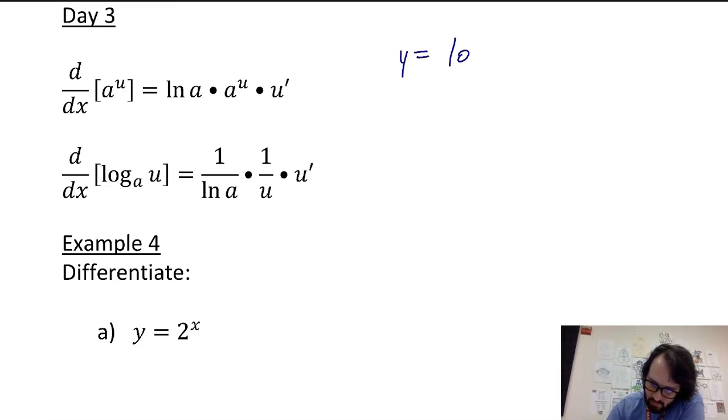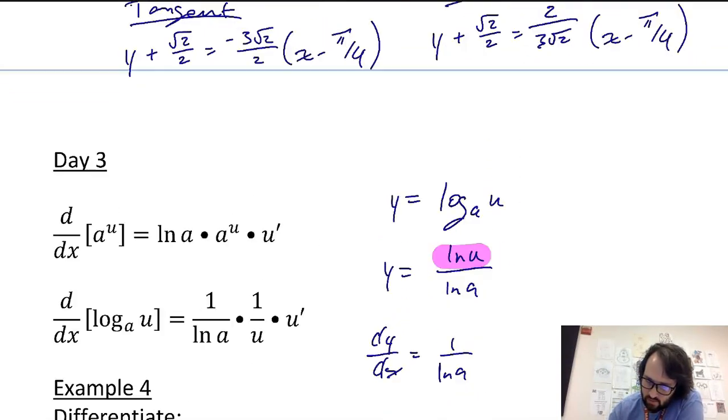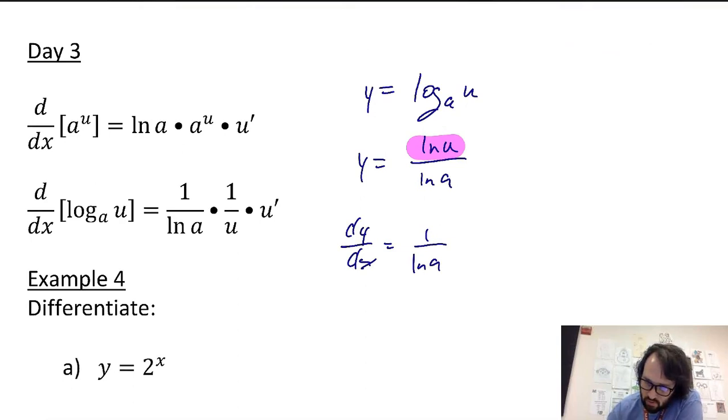So y equals log base a of u. Again, I'm going to want to rewrite this. So this is ln of u over ln of a. So if I do dy/dx, I get 1 over ln of a, because that's just a constant. Now I have times the derivative of ln of u, which would be times 1 over u times whatever the derivative of the thing inside is. And that's how that one comes about. A little bit simpler than a to the u.